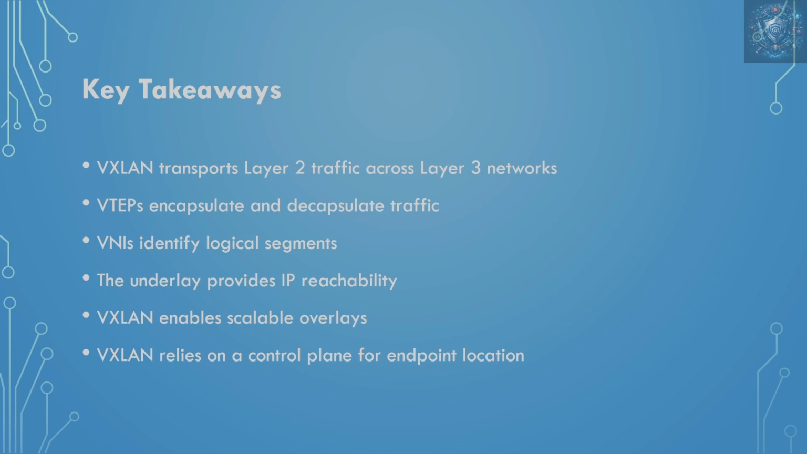Those VNIs, VXLAN network identifiers, are just like a VLAN ID, except for VXLAN. Much larger space, 24 bits long. So we have about 16 million different identifiers we can use for VXLAN.